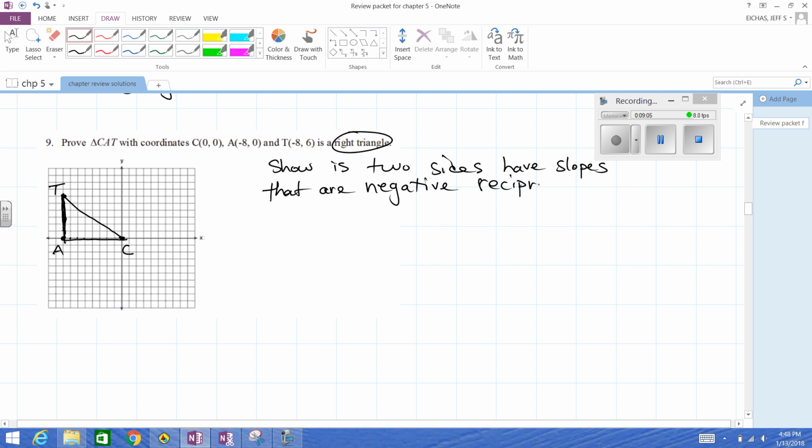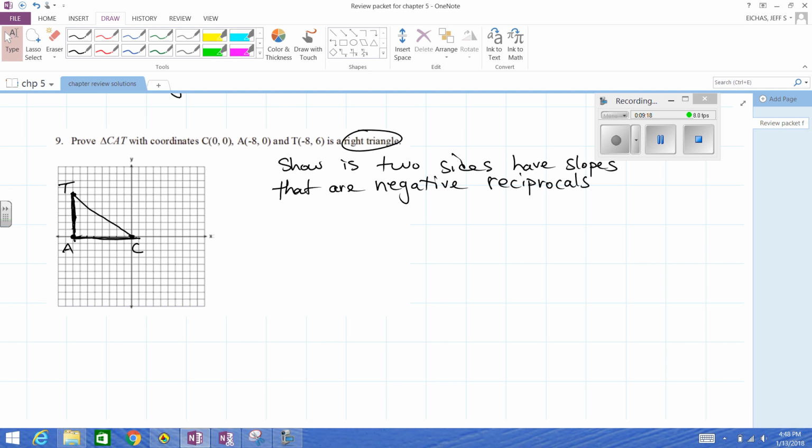Now that's what's usually going to happen on a coordinate geometry problem where you're trying to show it's a right triangle. I don't know why they're doing it with sides that are clearly perpendicular. I am going to go through the process. We know TC is going to be the hypotenuse. We know this is going to be a right angle, but we have to go through the process. So we're going to tell whoever's grading that we're going to calculate the slopes.